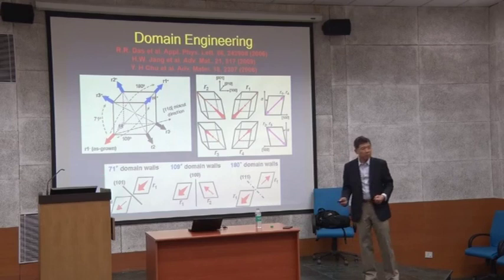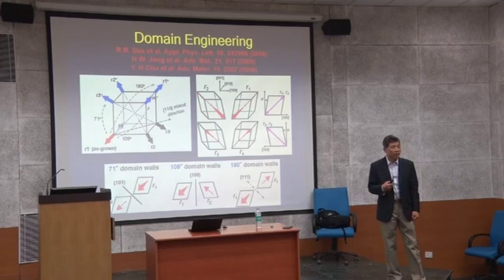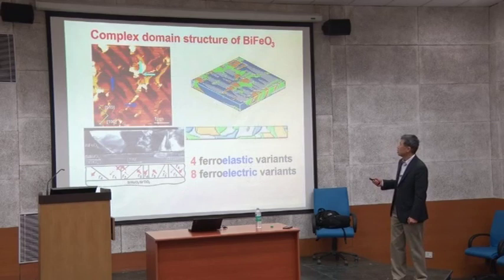Same way, you have this kind of boundaries. For these boundaries, because of the nature of these two and these two and these two, we call them 71 degree domain wall, 109 degree domain wall, 180 degree domain wall. We have three different types of domain walls. Okay, you get it? Three domain walls. And then these domain walls are very clearly seen in this kind of microstructure.